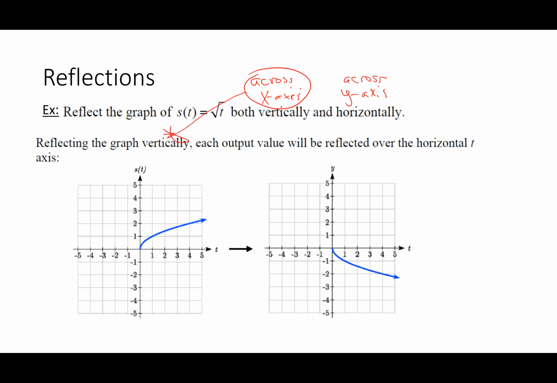Each output value is going to be reflected over the t-axis, which is really just x. Okay, and so just as we saw before, we're reflecting about here. So that's going to make our graph go from here to there. Okay, this is what the equation would look like. All right. Our negation on the outside of the toolkit function.